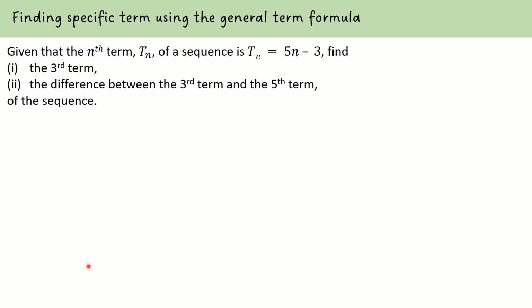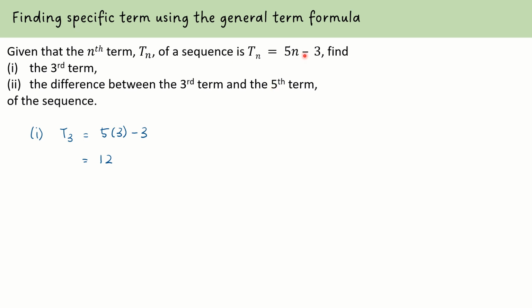Now that we have learned how we generate a general term formula, we will next look at how we can use the general term formula to help us determine the number found in a particular sequence. So in this question, they did not give you a sequence of numbers. It says that given that the nth term, Tn, of a sequence follows this formula, 5n minus 3, we want to know what the third term is. So we use this formula, 5n minus 3, to help us determine the third term. And that could be done by changing my n to 3.